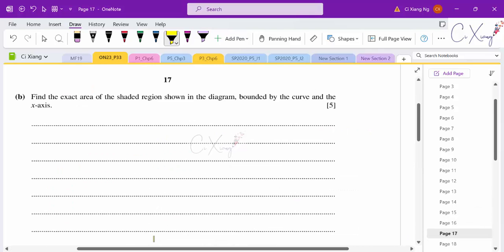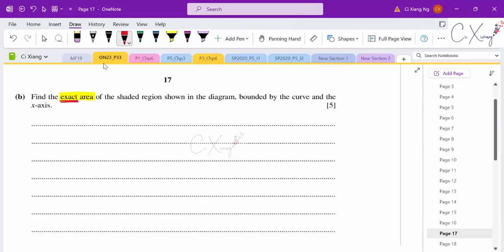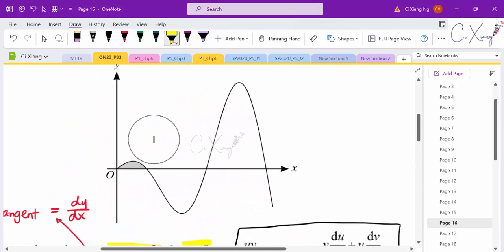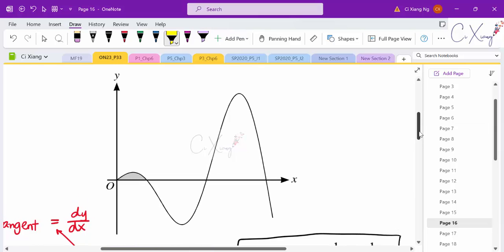Okay, for part B, they want us to find out the exact area. Please highlight the word exact. This tells you that your final answer should be in pi form, and it shouldn't be a long decimal number. Okay, and they are asking for the exact area of the shaded region in the diagram, bounded by the curve and also the x-axis. So again, to set up the steps to find the area, we need to have a look at the graph. The graph shows us very clearly that this is the area that we want to find. And the area starts at the point 0 and ends at this point.